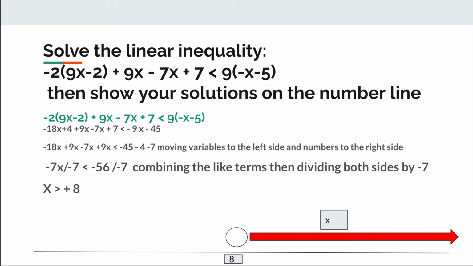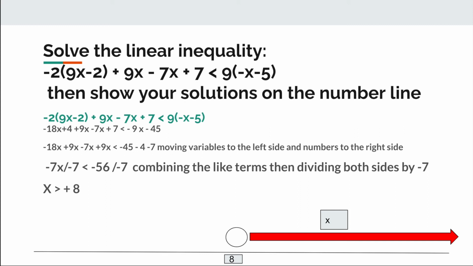I drew the number line. I drew a circle above the number 8. It's empty. Why? Because x is greater than, not greater or equal. Even if it was less than, without or equal, the circle will be empty.